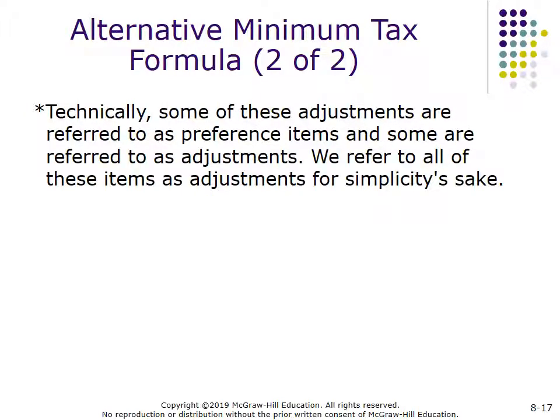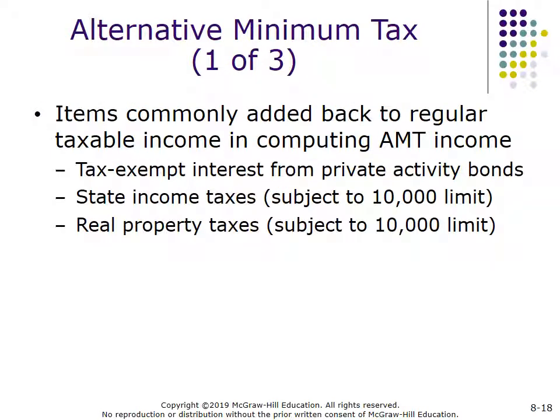So technically, some of these adjustments are referred to as preference items and some are referred to as adjustments. Who cares? We're going to call them all adjustments for simplicity's sake. The items commonly added back again to regular taxable income to compute this AMT income: tax-exempt interest from private activity bonds, state income taxes, and real property taxes that you deducted as an itemized deduction to compute your regular taxable income.